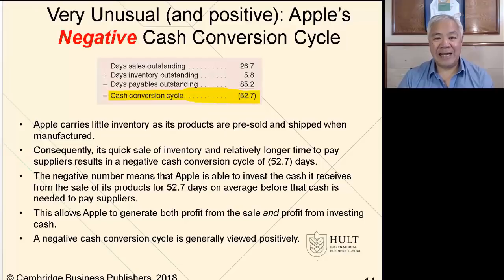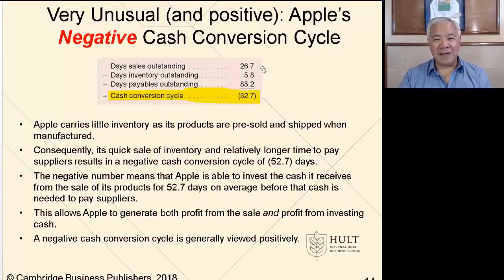Then here's a very unusual one. Apple has a negative cash conversion cycle. You say, how is that possible? The reason is their day sales is 26. That's pretty fast. People pay them quickly. And that's because their items are in high demand and their customers better pay them quickly or they'll cut them off. And it's a very desirable product, so I don't think their customers mess with Apple. Inventory is 5.